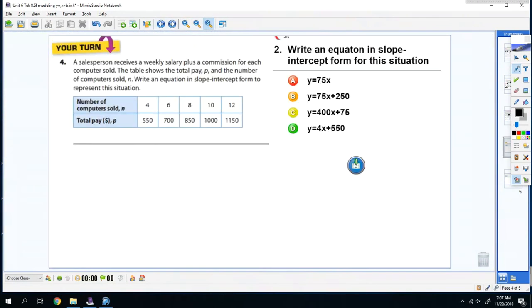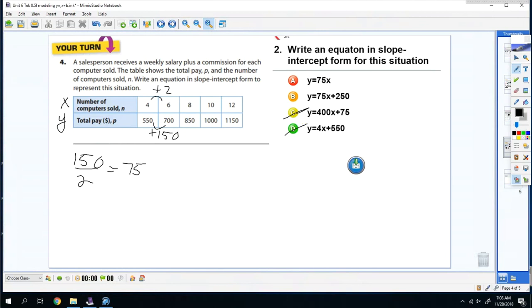Number 4, a salesperson receives a weekly salary plus a commission for each computer sold. The table shows the total pay, P, and the number of computers sold, N. Write an equation in slope-intercept form to represent this situation. Well, this is still my x, and this is still my y. So x is going up by plus 2, and this is going up by plus 150. So 150 over 2 equals 75. So my slope is 75. So automatically C and D are wrong.